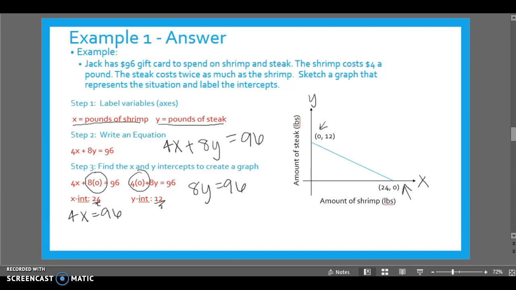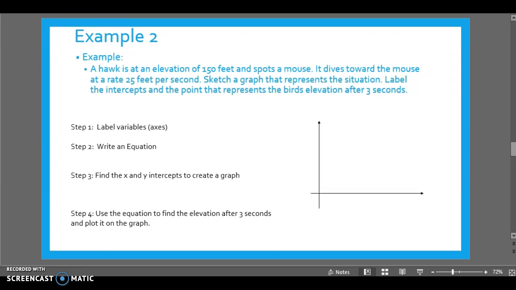Let's do another example. So a hawk is at an elevation of 150 feet and spots a mouse. So he's at 150 feet and spots a mouse. It dives towards the mouse at a rate of 25 feet per second. Sketch a graph that represents the situation. Label the intercepts and a point that represents the bird's elevation after 3 seconds.